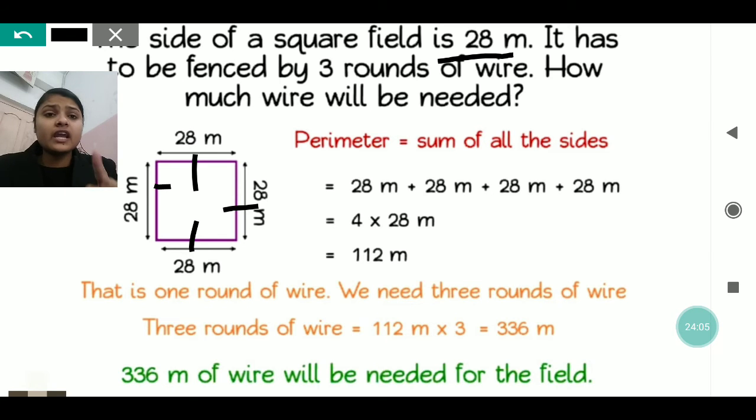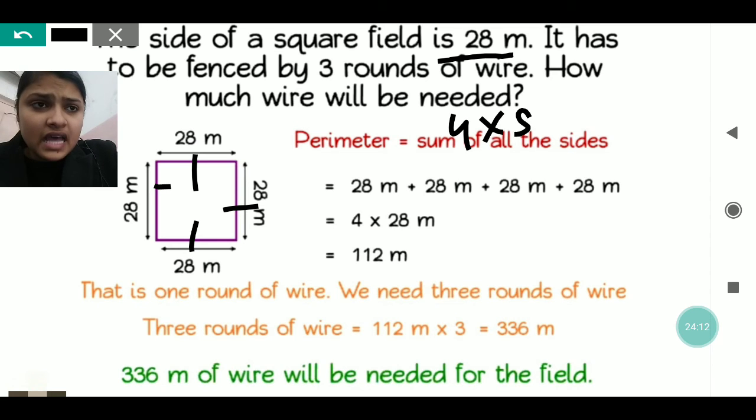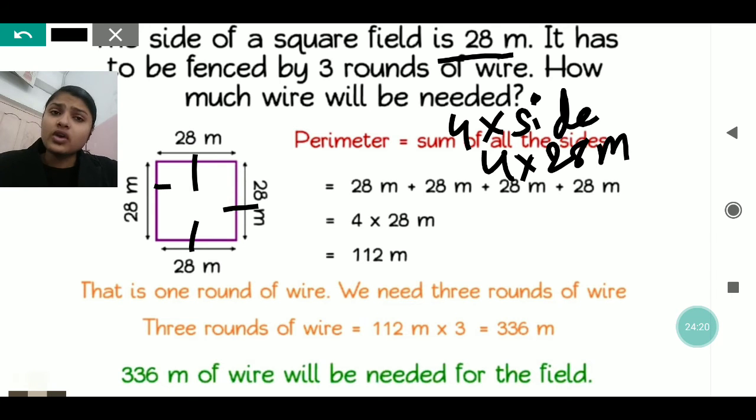Here we can add 28 plus 28 plus 28 plus 28, or else we can do 4 into the side. That is, 4 into 28 meters, and we will get 112 meters. That is the total length of this square field. After that, it has been fenced by 3 rounds, 3 times. So 3 into 112 we will do, then we will get 336 meters, and that is the total.